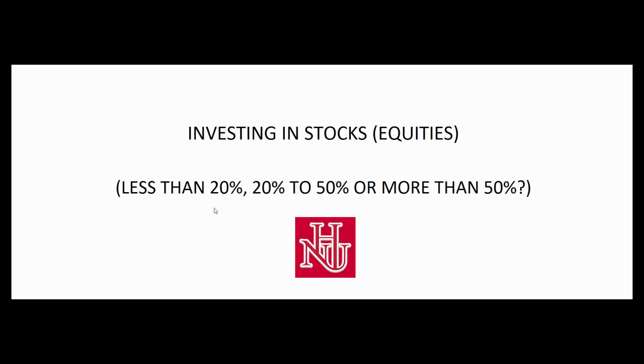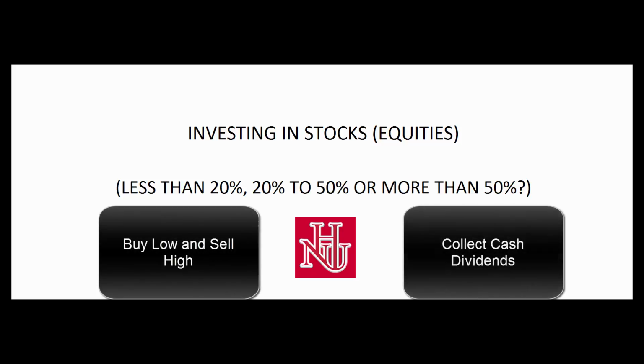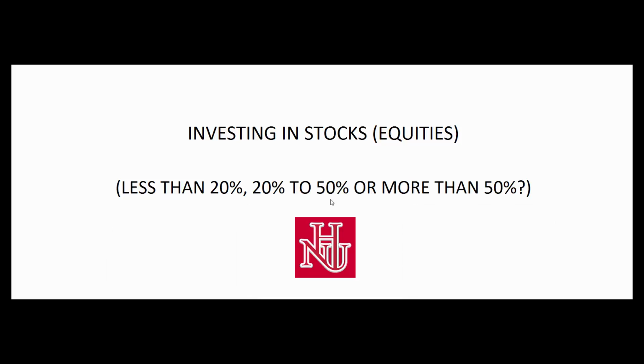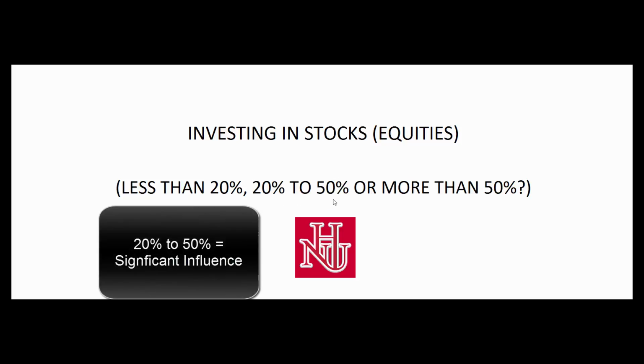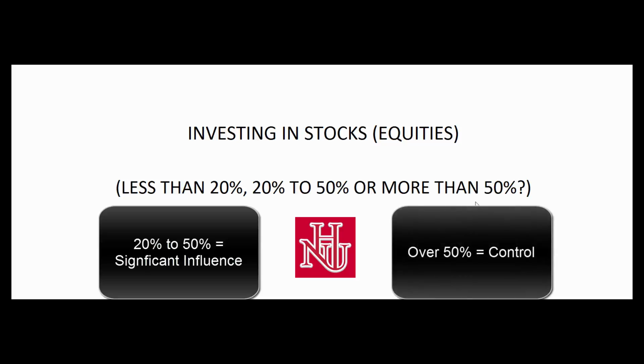So if we own less than 20%, we're going to assume that our intention is to make money, either from capital gains, buy low, sell high, or from collecting cash dividends. If we own between 20 and 50% of another company, we assume that we're not only looking to make money, but we're also looking to exercise significant influence over that other company. And if we own more than 50%, we assume that we're not only looking to make money, but we're also looking to control that other company. So depending on what percentage of the other company we own, we will account for this investment in their stocks in a different way.